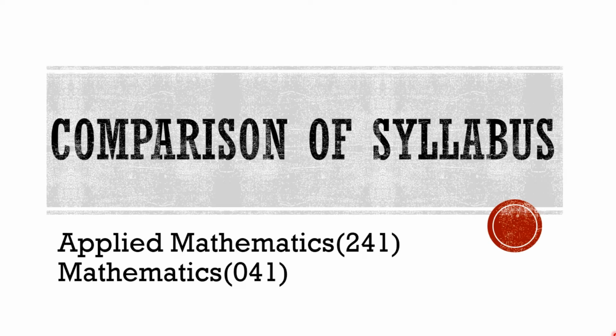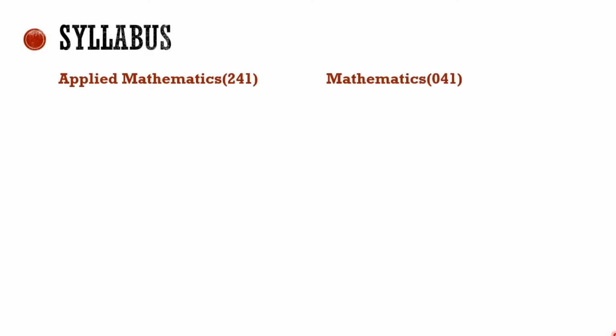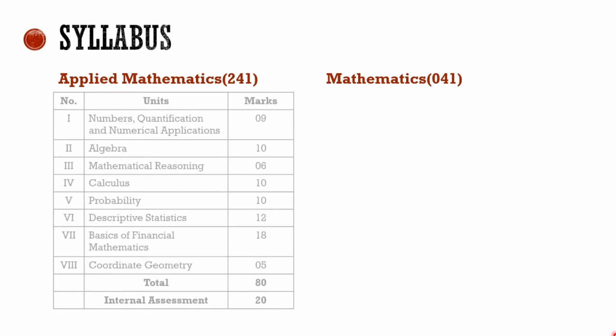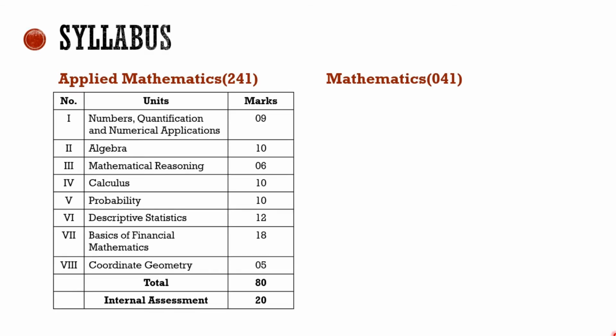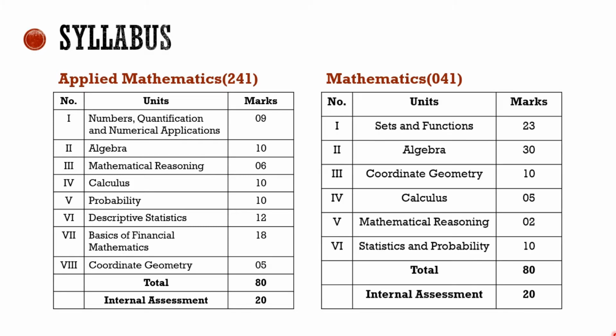In the previous video, I told you about applied mathematics, the new subject for senior secondary classes. Now, in this video, I am going to compare the syllabus of applied mathematics and mathematics core, that is 041. In applied mathematics, the code is 241, and the main mathematics code is 041.